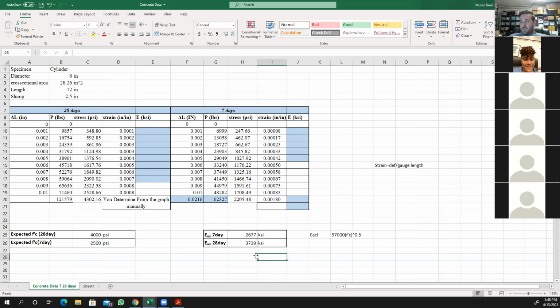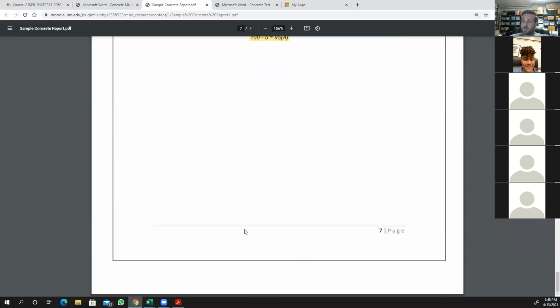For 28 days, it was 3,739. Once you calculate this number, you'll compare these two numbers with the one that you will get from your graph.